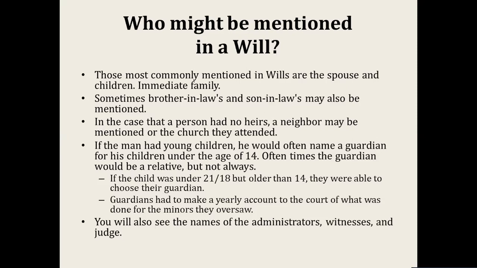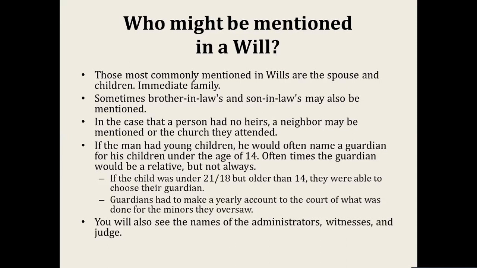So if the child was under 21 or 18, but older than 14, they were able to choose their guardian in most locations. And the reason I have 21 and 18 is because different locations had different regulations on when they were considered an adult. For much of the 1700s and 1800s, 21 was the legal age for a man to be able to own property and have his inheritance. This did not typically matter as much for females because most of them were married before the age of 18.